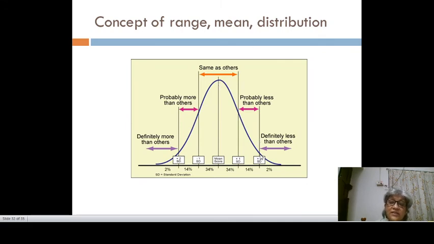More, if the child's weight is 14 kg, it will be the 95th centile because 95 children will be having a weight less than him. Only 5 will have more than him. So in this way, we can have centile charts.